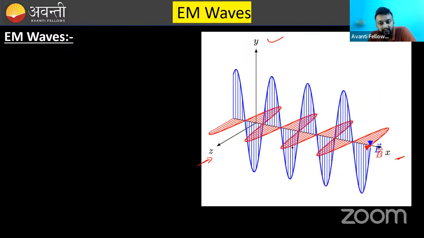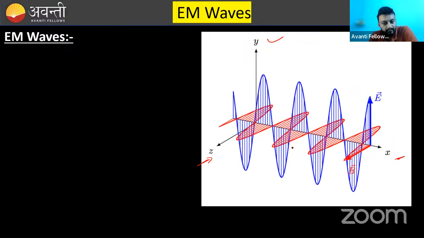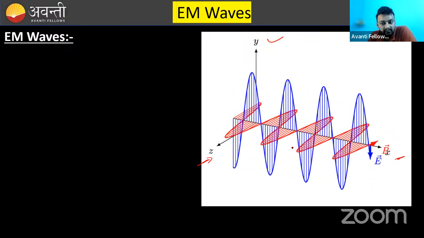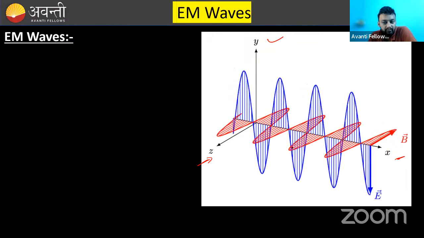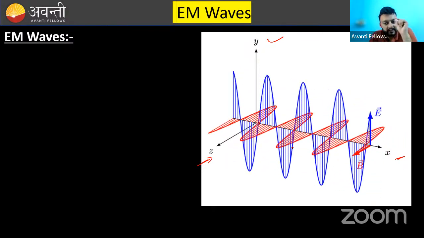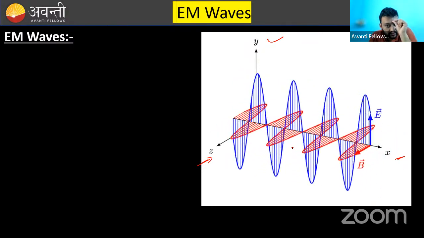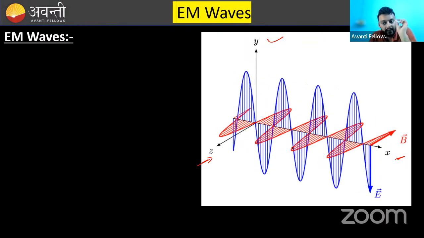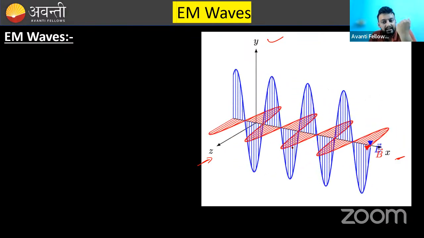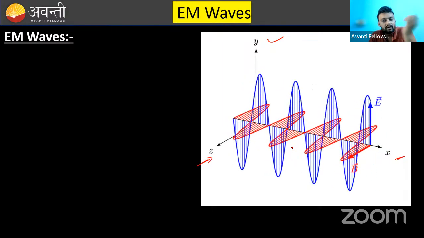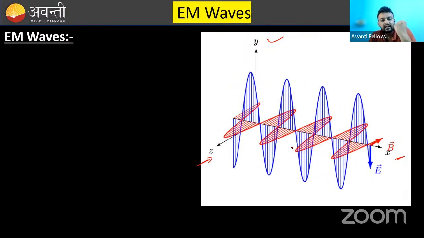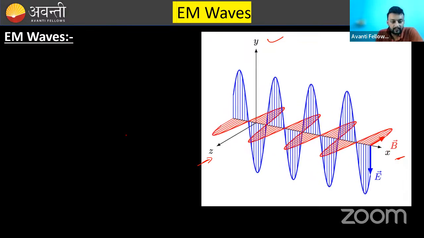The red line is representing the magnetic field, and the blue line is representing the electric field. Now you can clearly see that the electric field is oscillating in the y direction, the magnetic field is oscillating in the z direction, and the waves are traveling in the x direction. So EM waves are what?